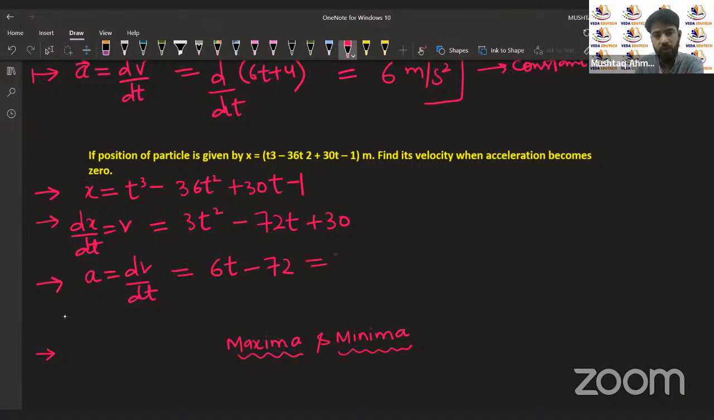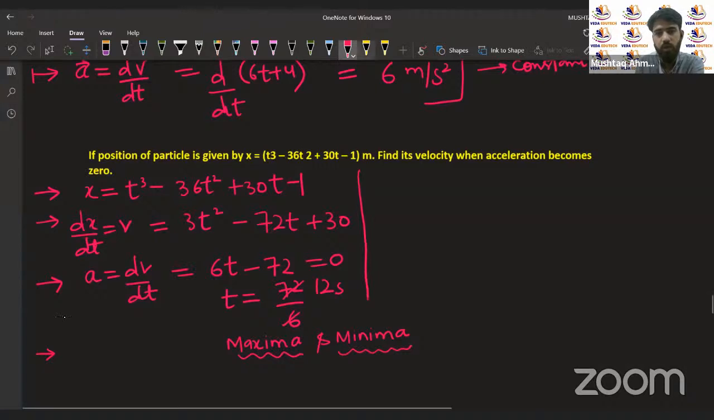So if we put this acceleration equal to 0, the value of t at which the acceleration will be 0 is 72 upon 6, right? 72 upon 6. So it will be 12. So after 12 seconds, the acceleration of the particle comes out to be 0.